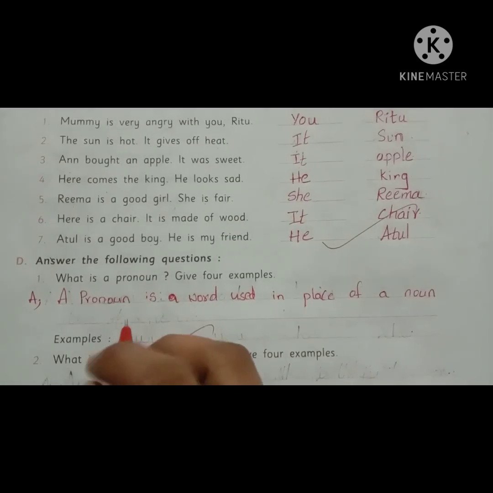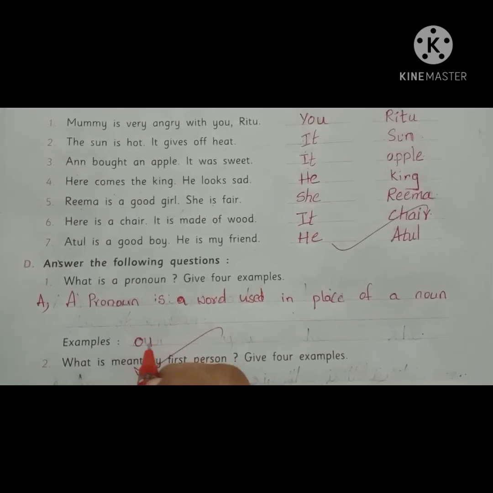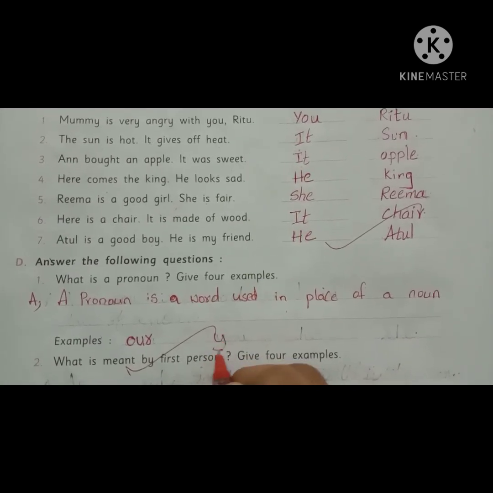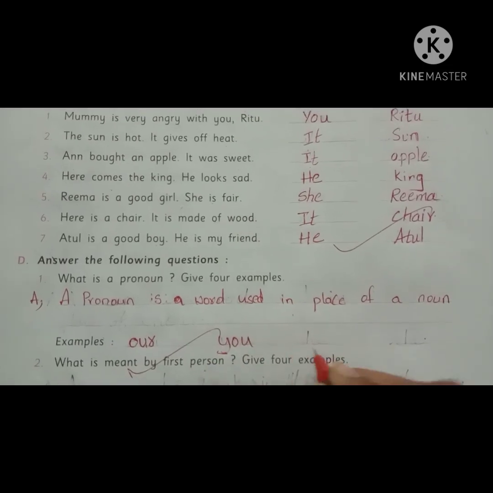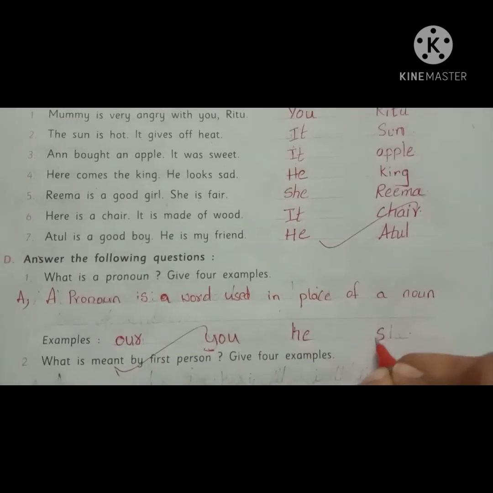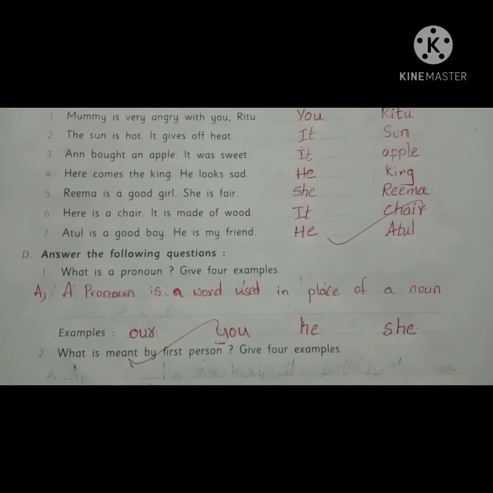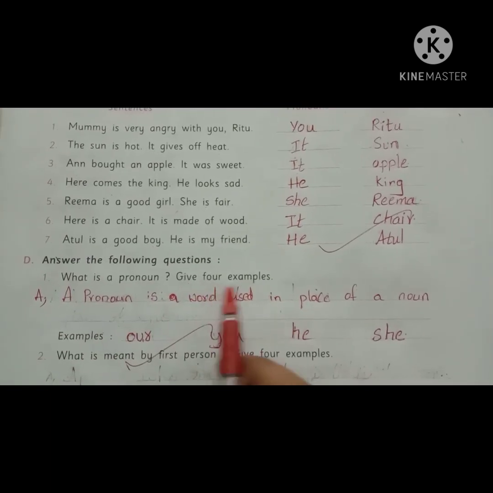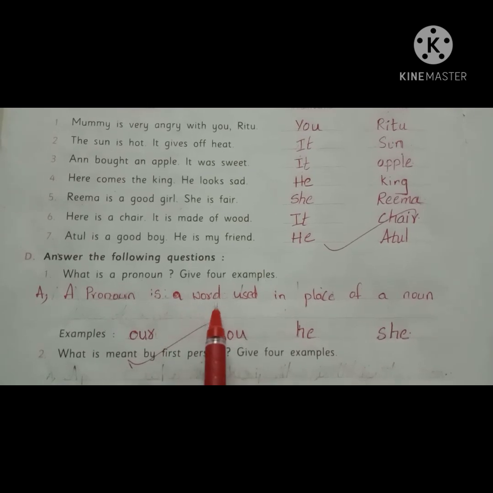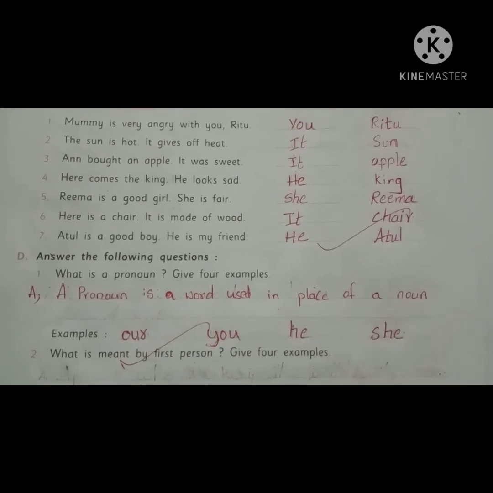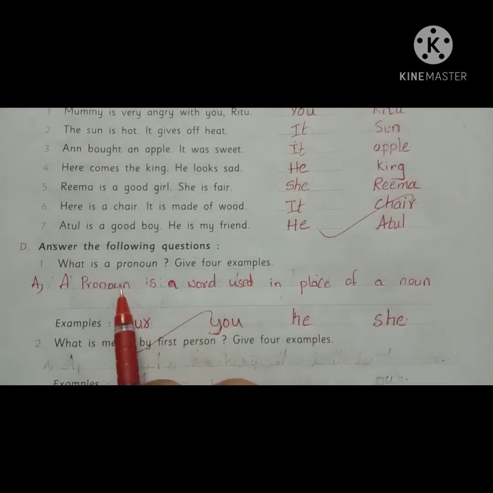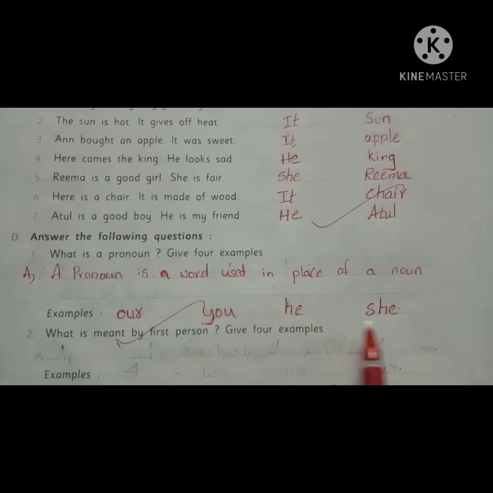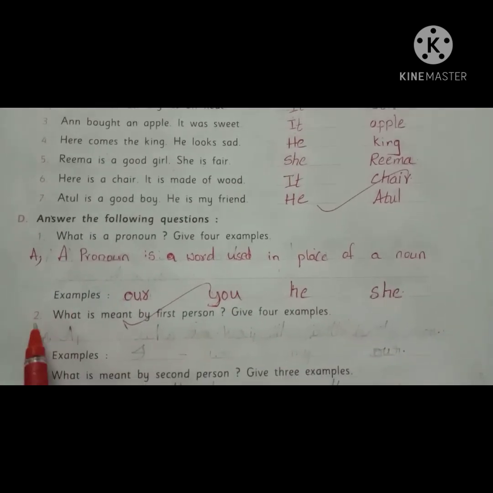What are the examples here? Our, you, he, she. These are the examples. Again, what is a pronoun? Give four examples. A pronoun is a word used in place of a noun. We are using the pronoun letters in place of nouns. Examples: our, you, he, she.